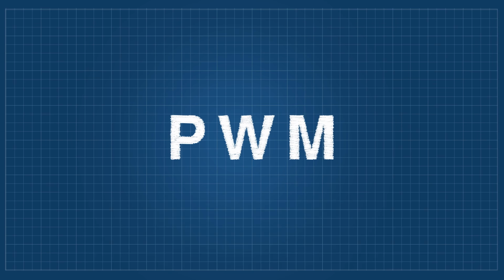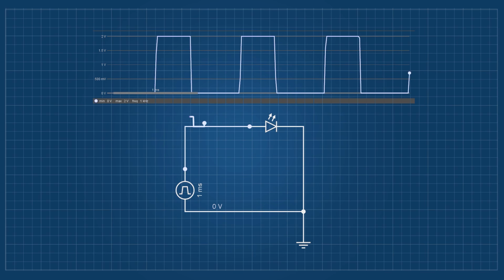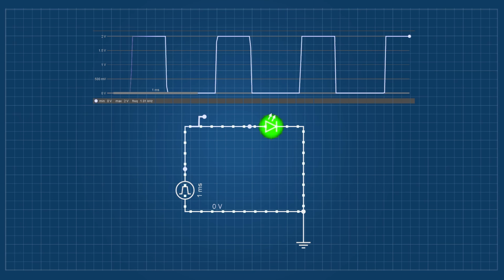PWM stands for Pulse Width Modulation. It is a simple but intelligent way to control digital signals that we use to vary the energy that is sent to a load or to encode information within this signal.